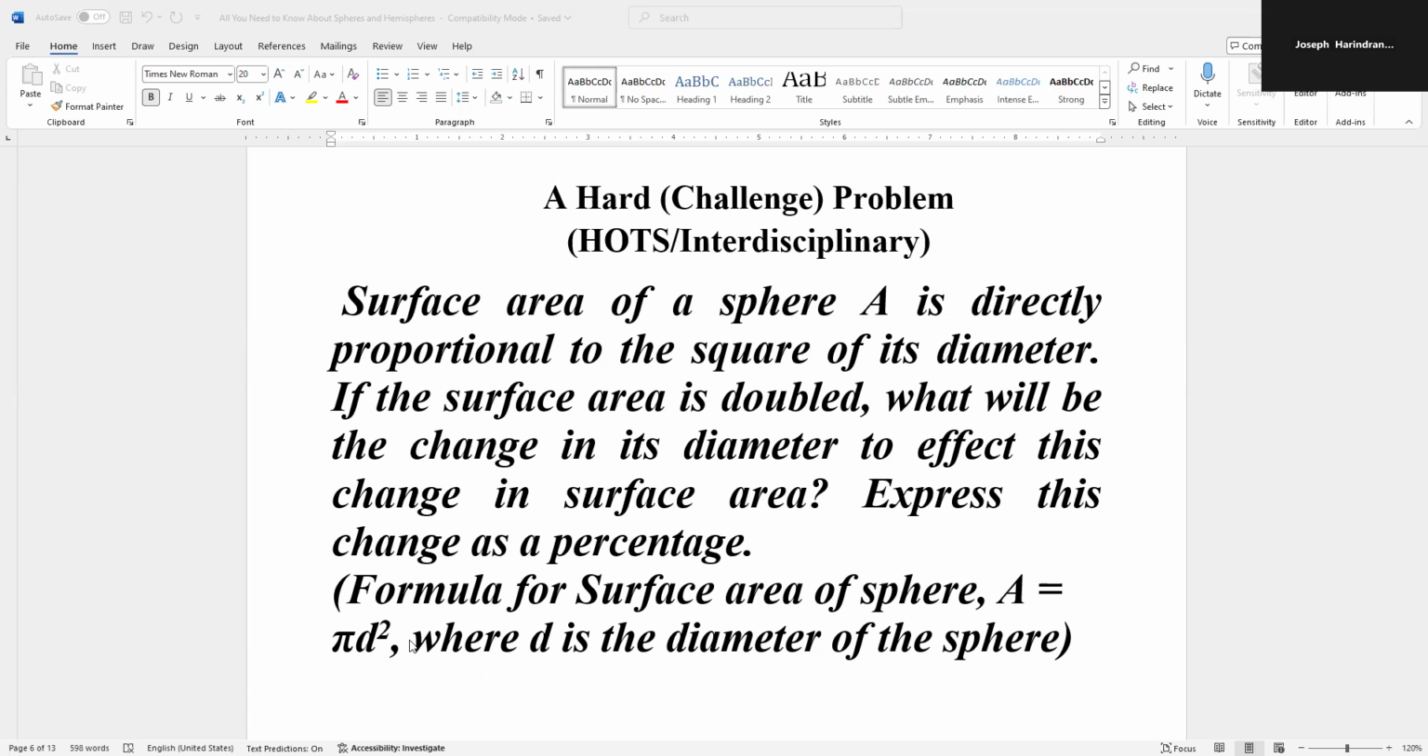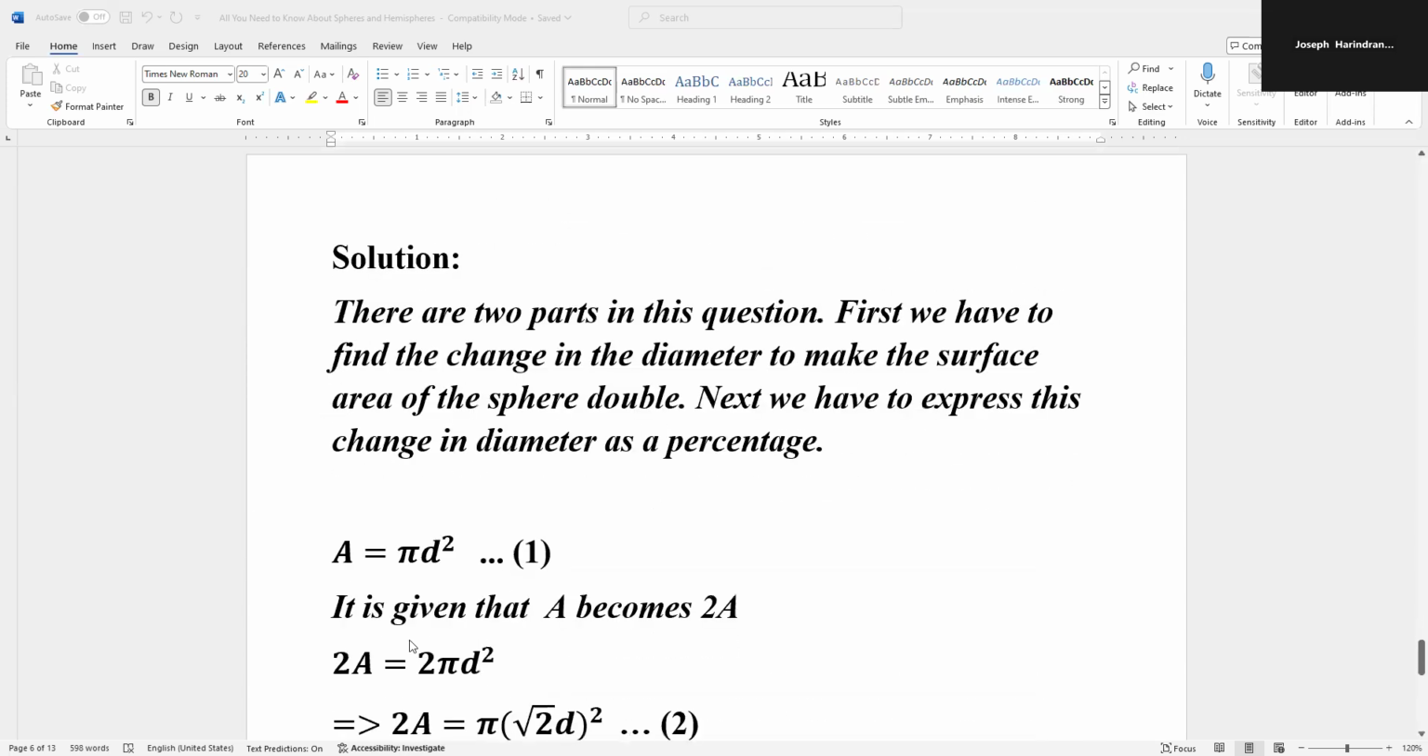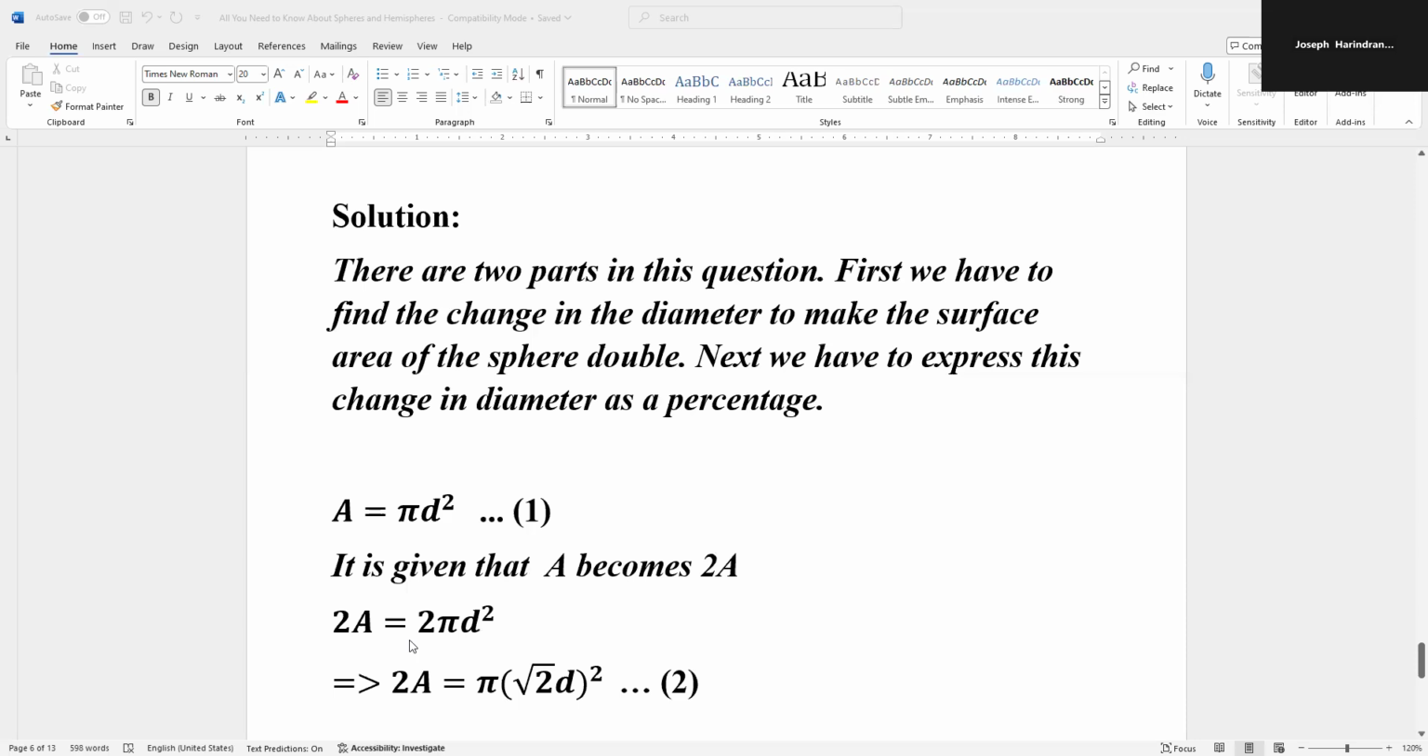Let us now go into the solution to this problem. There are two parts in this question. First, we have to find the change in the diameter to make the surface area of the sphere double. Next, we have to express this change in diameter as a percentage. Let us see this one by one.